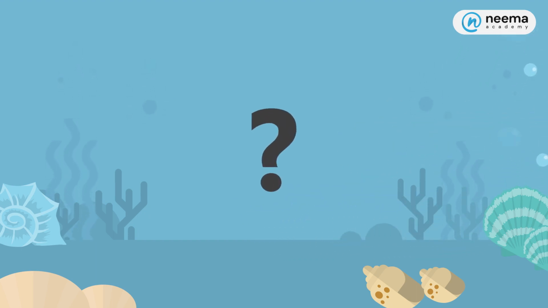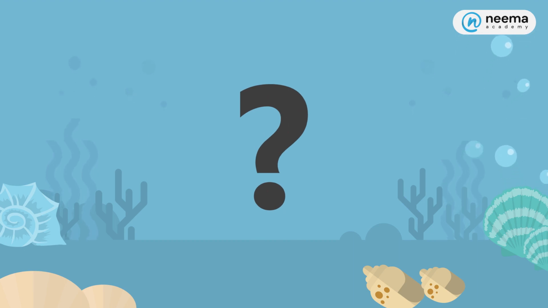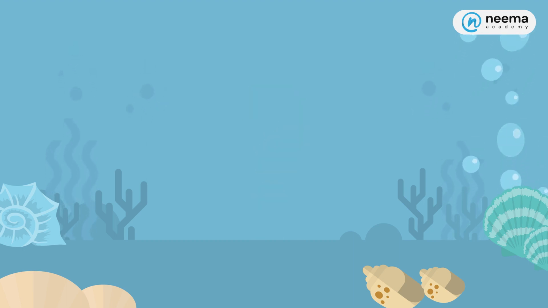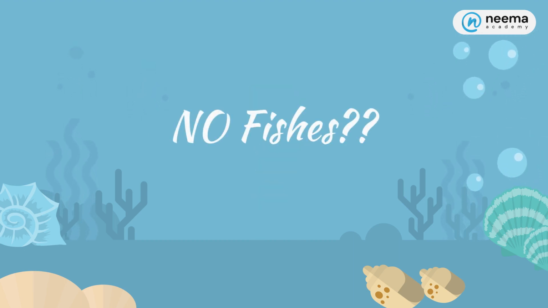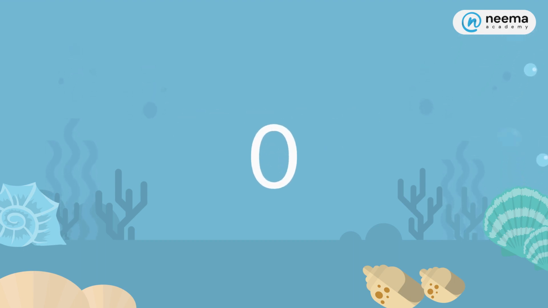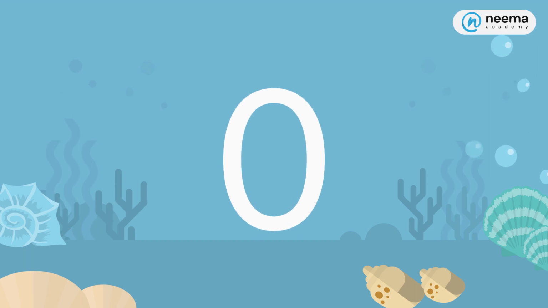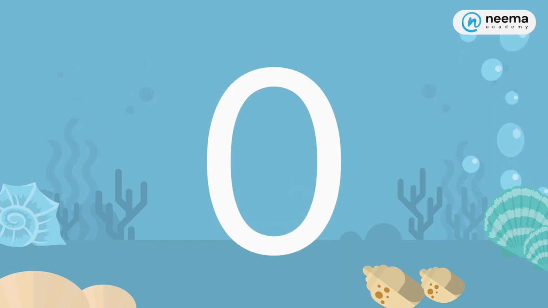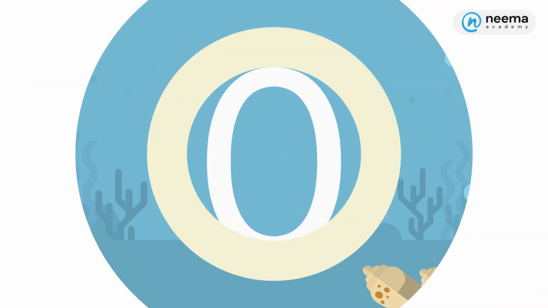Now, how many fish do you see there? Confused? How do we say that there are no fishes? Well, no worries. There is a special number 0 to help us. Now, let's learn about the number 0. This is how you write number 0.